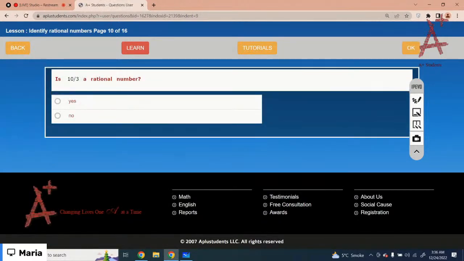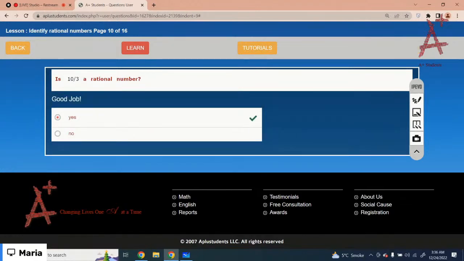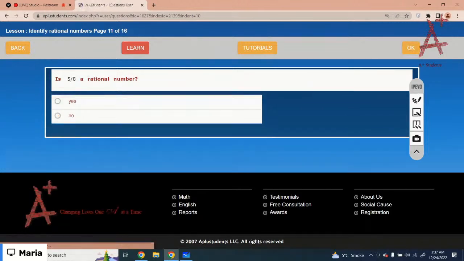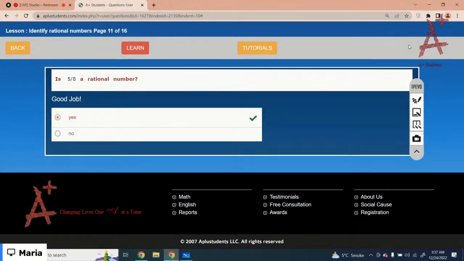Is 10 by 3 a rational number? The correct option is yes. Just select the correct option, then click on the OK button. Okay, is 5 by 8 a rational number, which is the correct option? The answer is yes. Just select the correct option, then click on the OK button.